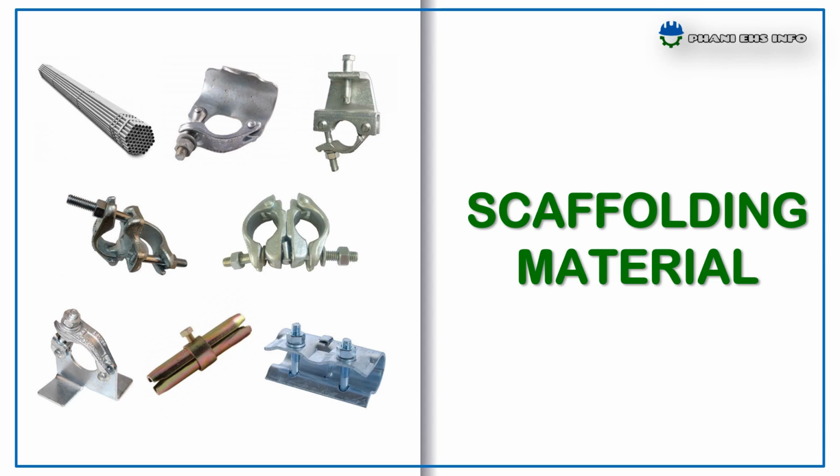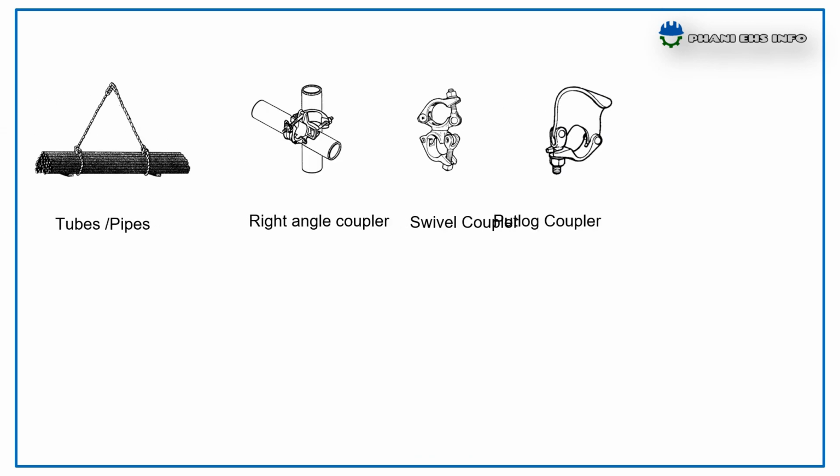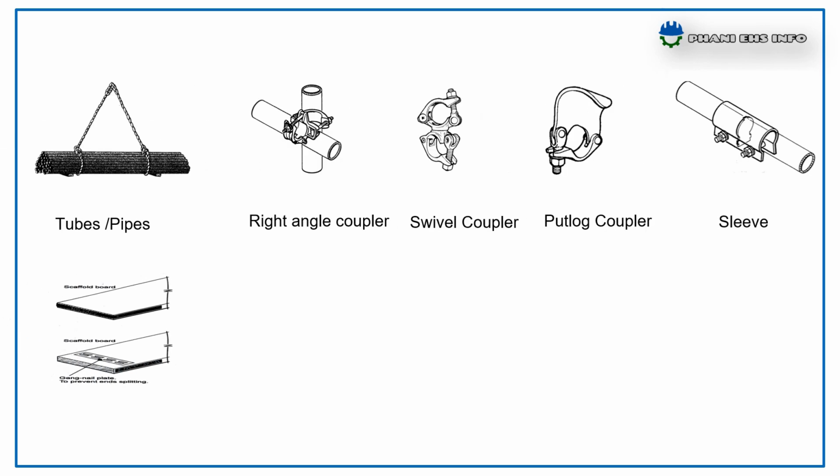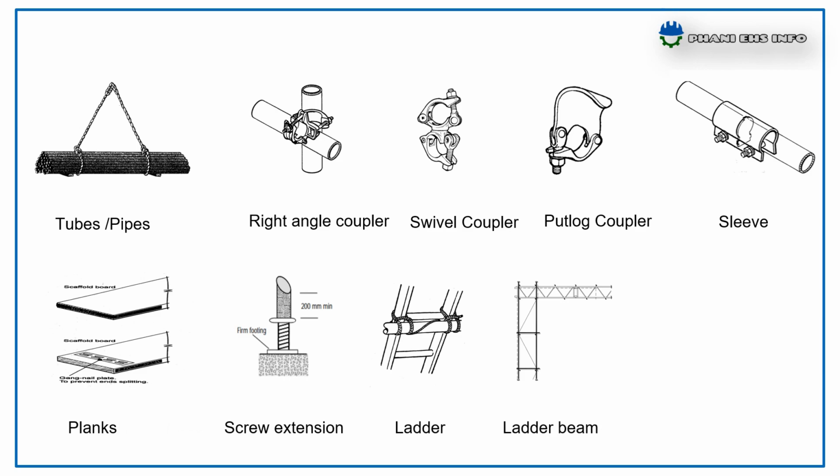What are the materials used for scaffolding? Tubes or pipes, right angle coupler, swivel coupler, putlog coupler, sleeve, planks, screw extension, ladders, ladder beam, and sole board and base plate are the common materials used for erecting a scaffold.